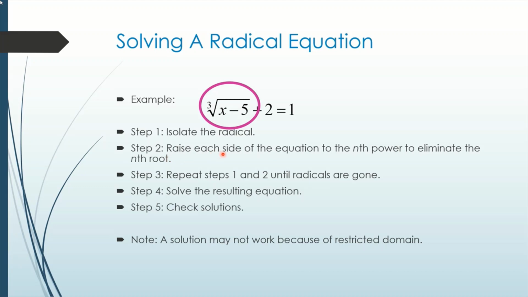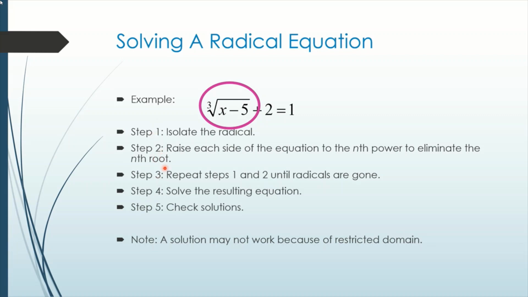Then step number 2 is you raise each side of the equation to the nth power to eliminate the nth root. So in other words, you're doing the opposite. The opposite of cube rooting is cubing. The opposite of square rooting is squaring. So after you isolate it, you're going to raise both sides to the third power. If it was a square root, you would square both sides, because whatever you do on one side, you do to the other side. And then step 3 is repeat steps 1 and 2 until radicals are gone.